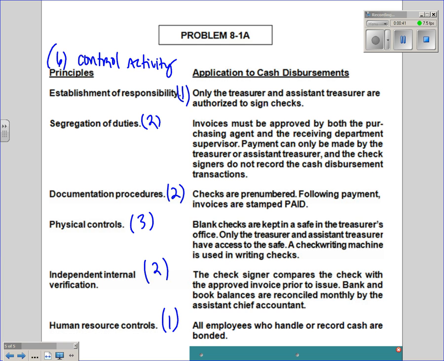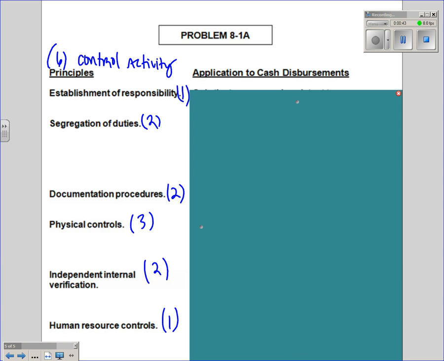outline, based on page 413, where those pieces fall. I'm telling you that out of those paragraphs in the book, we're going to see 1 establishment of responsibility. We're going to see 2, it looks like there's 3, but I really can only see 2 segregation of duties, and then 3 physical control. So just write those numbers down right now.